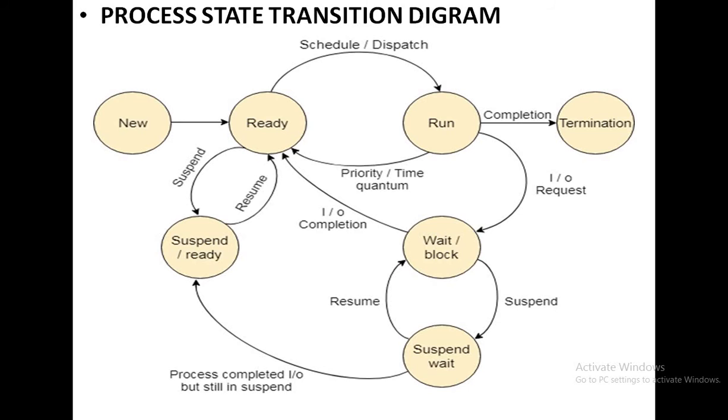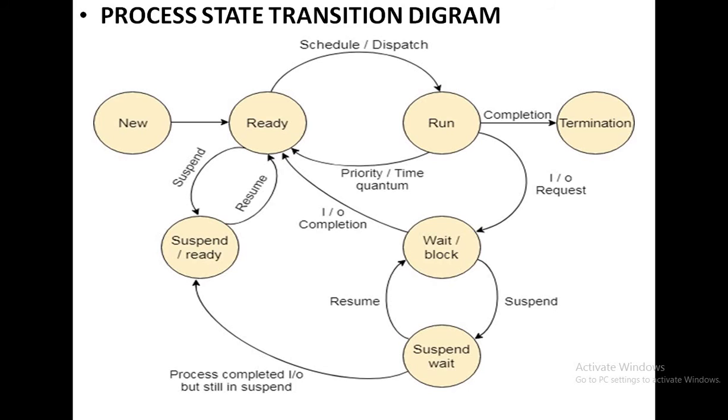And at the time of execution, the process is called in running state, and after the execution is completed and the process needs output operation, at that time the process is terminated from the running state and goes to the output storage or output device for printing the result, and that state is called the termination state.